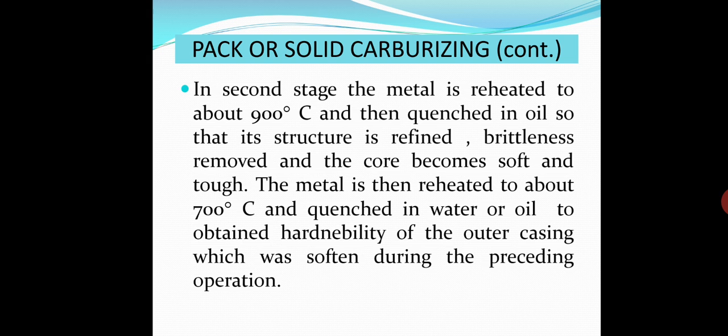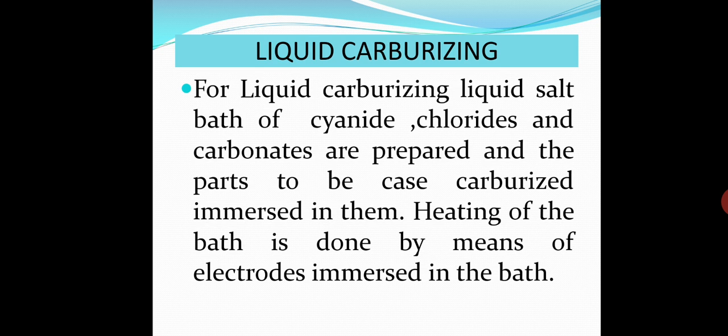In the second stage, both the core and the case, everything was softened. So, to harden the outer case, it was again reheated to 700 degrees centigrade and quenched in water or oil. So, this is all about solid carburizing.